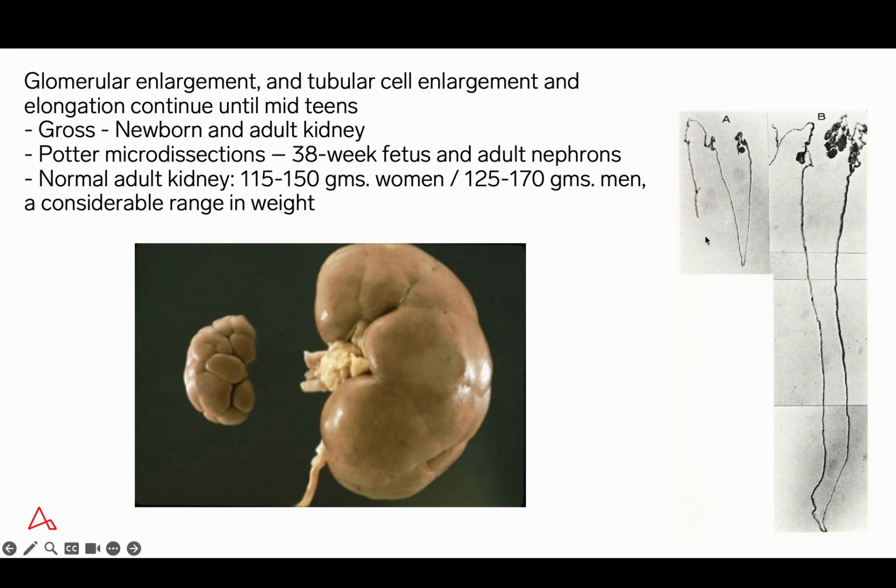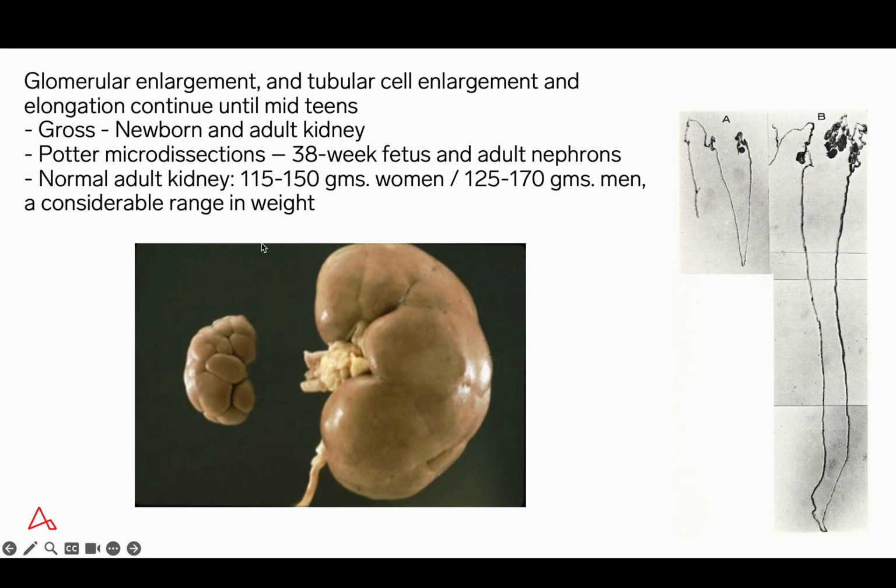And we can see this in these microdissection studies, where the glomeruli here are much larger in the adult versus the 38-week fetus. Similarly, the tubular diameter is larger and the tubule itself is much longer.